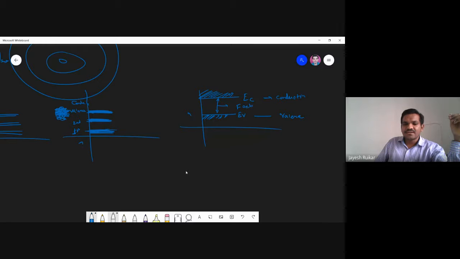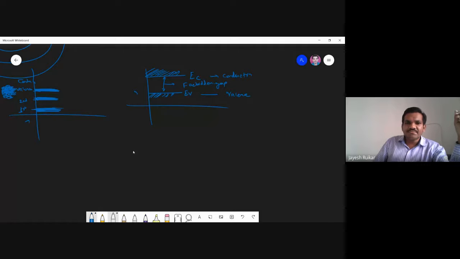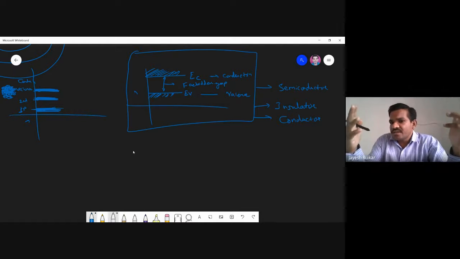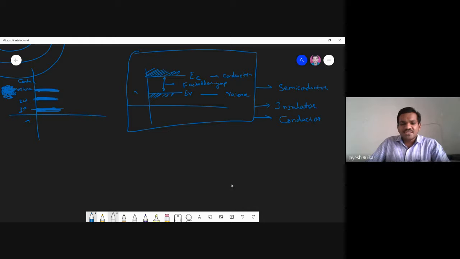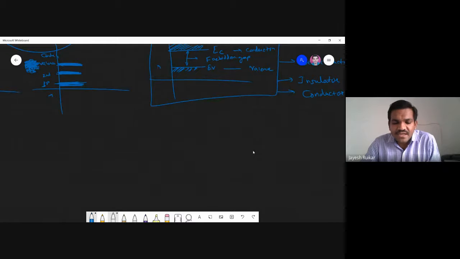Forbidden gap, sometimes forbidden gaps. Now this is the main thing where we are talking about the materials. Materials can be a semiconductor, an insulator, or a conductor. This is the basic principle of what we talk about as conductor, insulator, and semiconductor. So what is a conductor? If we talk about this energy band diagram, the classification of materials.